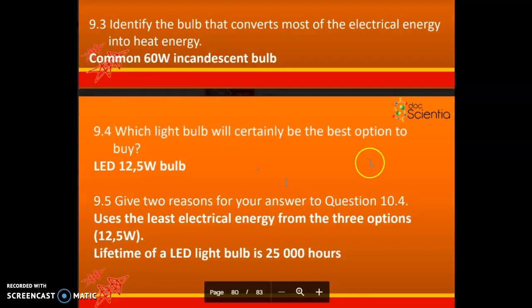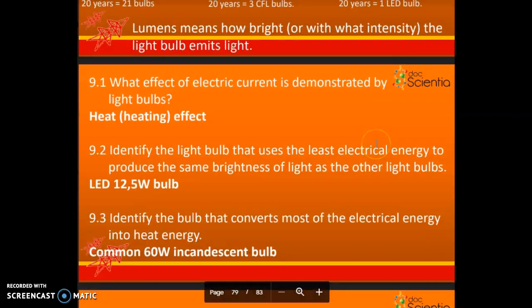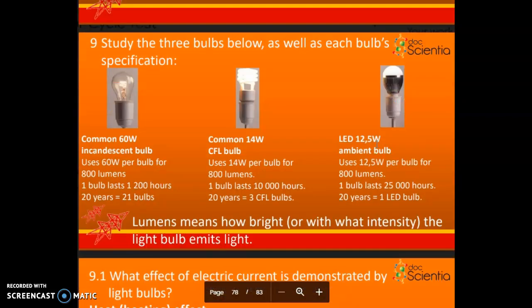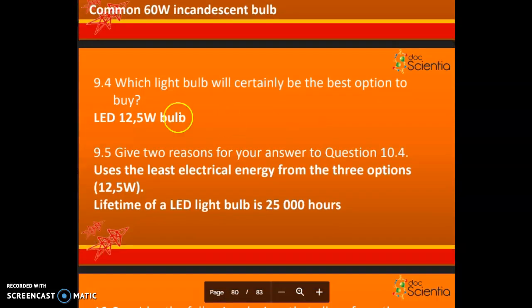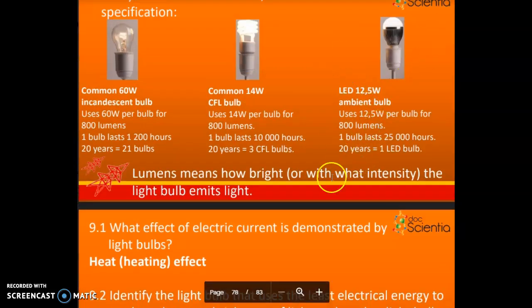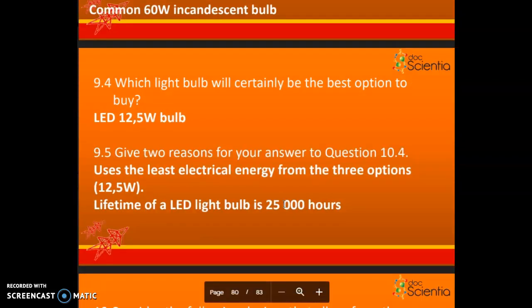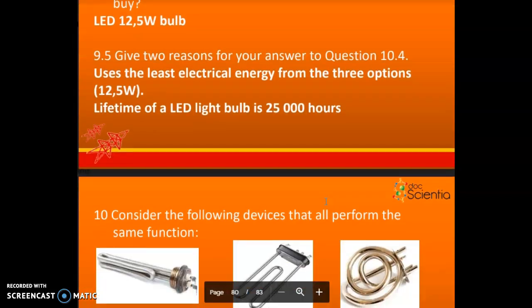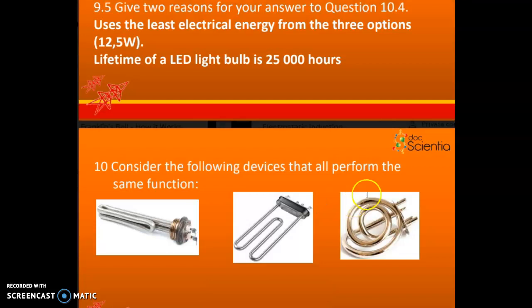So which light bulb will definitely be the best option to buy? I would say the LED 12.5 watt. 9.5. Give 2 reasons for your answer to question number 9.4, so why would you buy this one? It uses the least energy from the 3 options, and the lifetime of the LED bulb is 25,000 hours, so that would be the cheapest one as well.